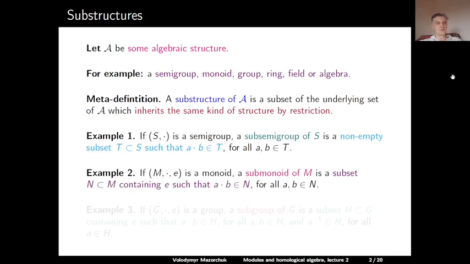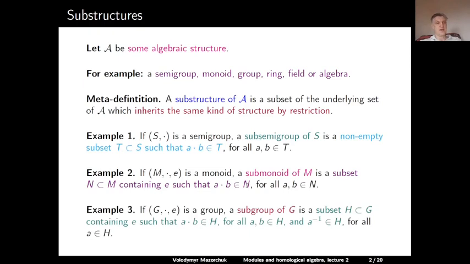Example 2. Assume that (M, ·, e) is a monoid. A submonoid of M is a subset N of M which contains the identity element e, and which is closed with respect to the operation on M. In other words, for any a and b in our subset N, their product ab should belong to N.